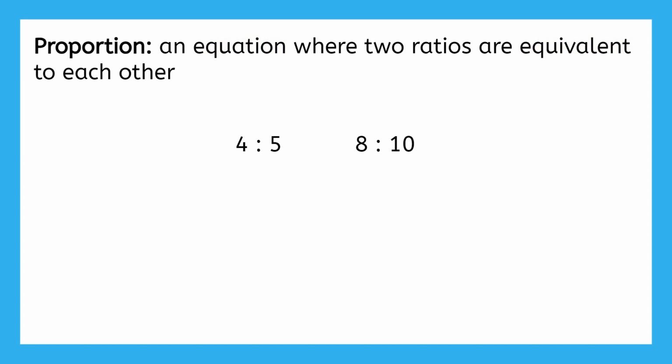We can write ratios as fractions. So 4 to 5 can be written as 4 over 5. And 8 to 10 can be written as 8 over 10. And just a moment ago, we figured out that these ratios were equivalent to each other. So we can write an equal sign between them. So where does this lead us? What's the point? Well, proportions have some important properties that we can use for solving.